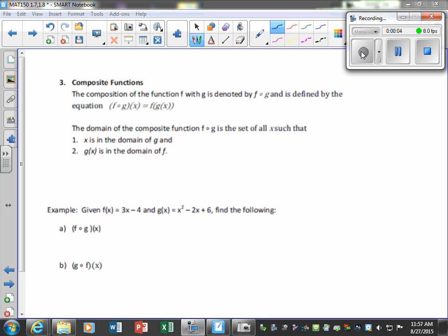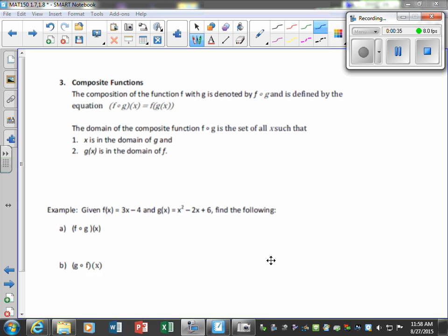Composite functions. The composition of function f with g is denoted with this notation, and that's f of g of x, which is equal to f of g of x. So this is just some notation. We usually write it in working format over here. x is in the domain of g, and g of x is in the domain of f. Alright, so let's see what that means.